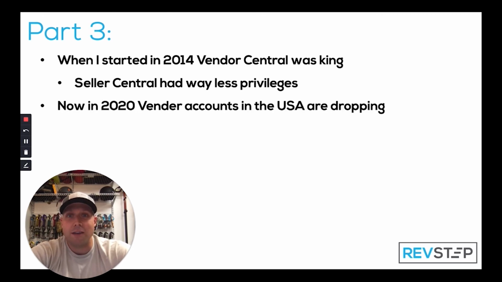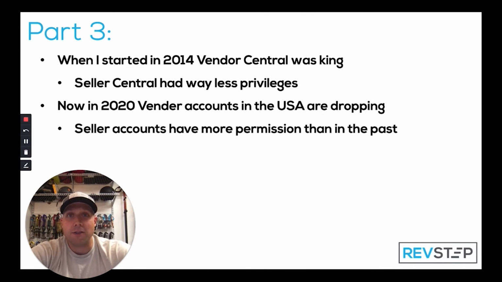Now in 2020, vendor accounts in the US are dropping quite a bit. Seller Central accounts are actually getting a lot more permissions than in the past. One interesting thing that we've seen over the years is Amazon has cut down drastically on the number of vendor accounts that they're bringing onto the platform. But we've also seen Amazon stop placing purchase orders with a lot of vendor accounts. In March of 2019, we saw thousands and thousands of companies in a really bad situation because Amazon just overnight stopped placing purchase orders with all these companies.